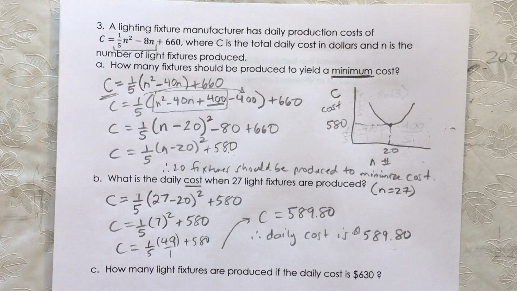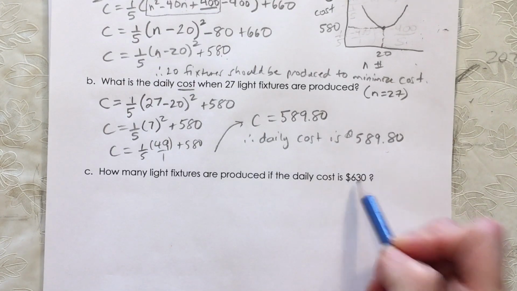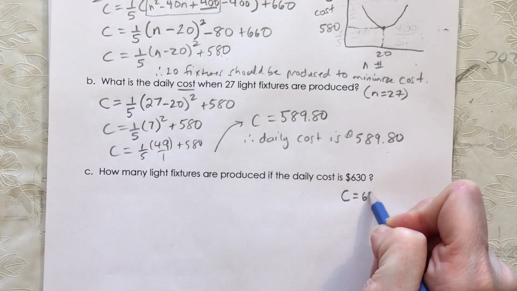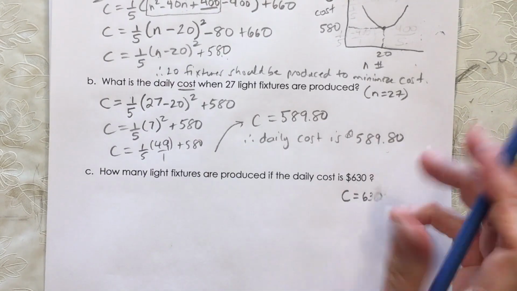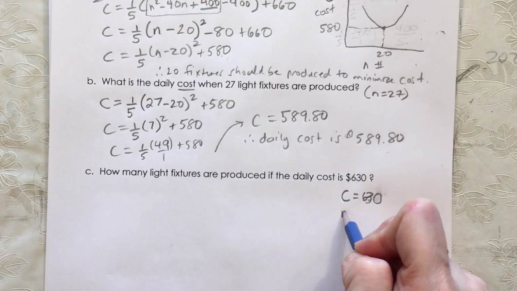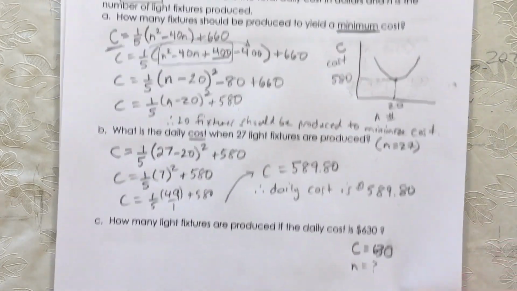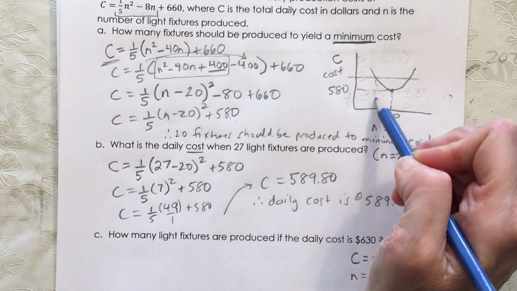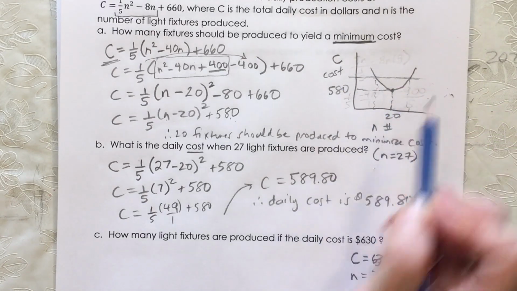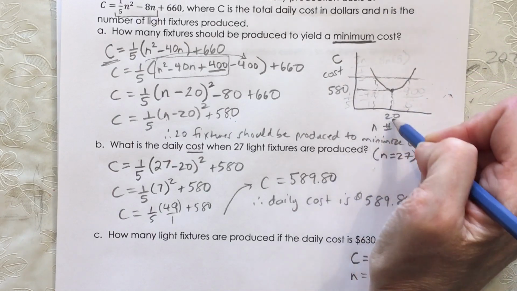And then part C, how many light fixtures are produced if the daily cost is 630? So in this case, they're telling us that C is 630, and they're asking us what n goes with C being 630. So 580 is here, if we go back up to our graph. So 630 is going to be above it. So it looks like we should get two different values of n that would give us a daily cost of 630. Okay? The only one that just has one corresponding is the vertex.